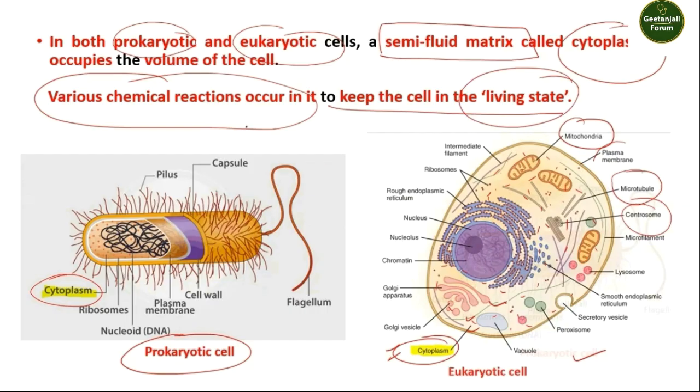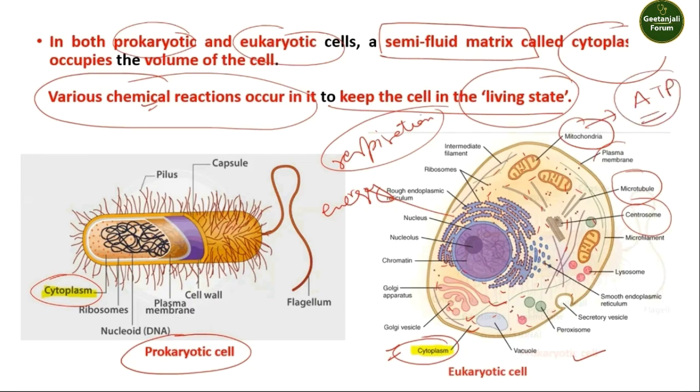There are several chemical and metabolic reactions required by the cell to keep the cell alive. For example, respiration takes place inside the cell. Energy production also takes place inside the cell. Mitochondria produce ATP, which is cell energy. So where do all these activities take place? All these occur inside the cytoplasm in both eukaryotic as well as prokaryotic cells.